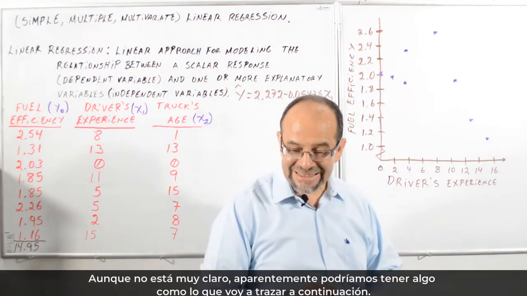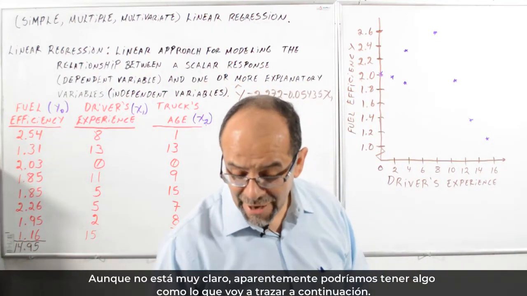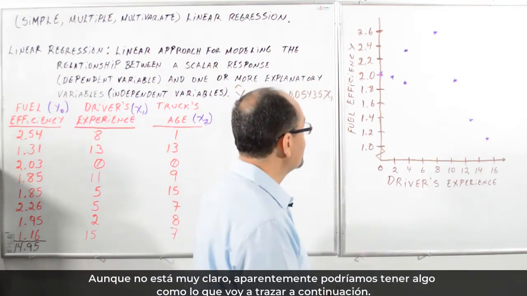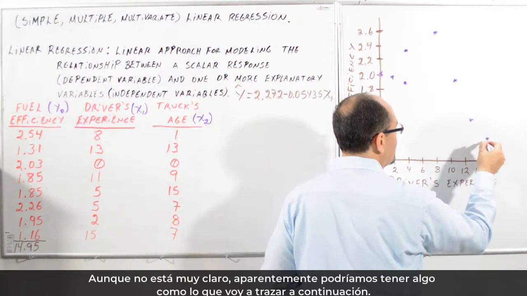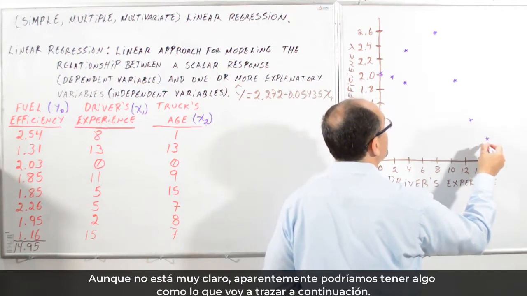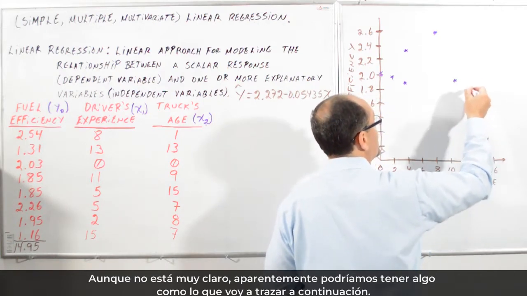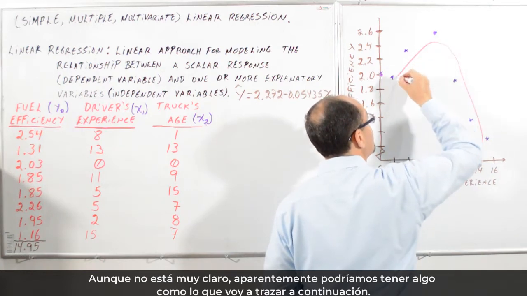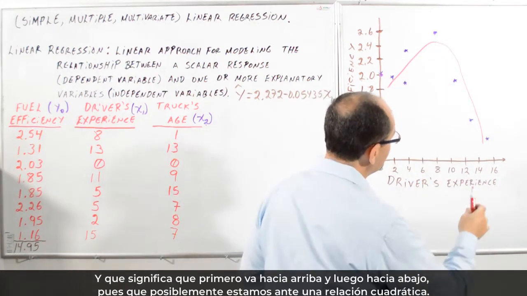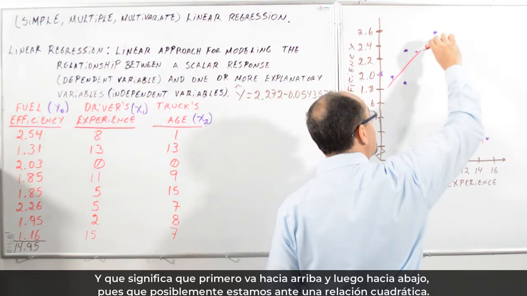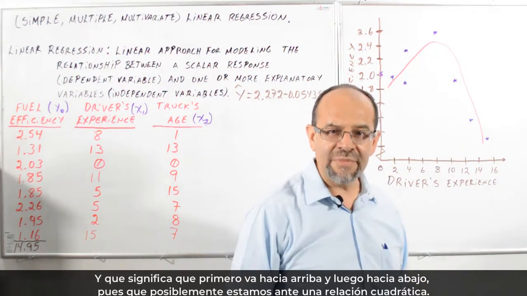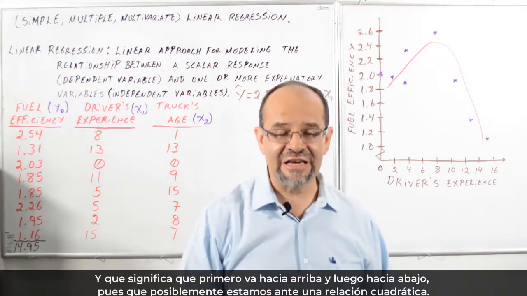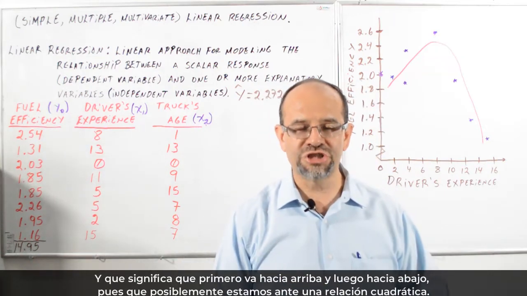Although it's not that clear, apparently here we are having something like this one. Let me try to guess somehow. We are having something like this one. And what does that mean? That is going up and then going down. So something like this one. So that means that maybe that is a quadratic relationship.